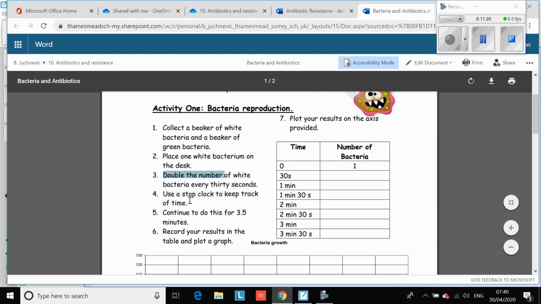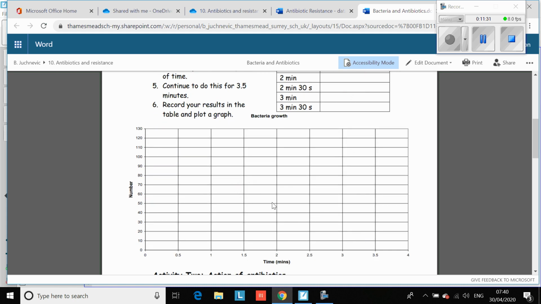Right, so use a stop clock. You can do that on your phone. And do this for 3.5 minutes. So how many bacteria would you have after 3.5 minutes? Okay, you can plot them on the graph.